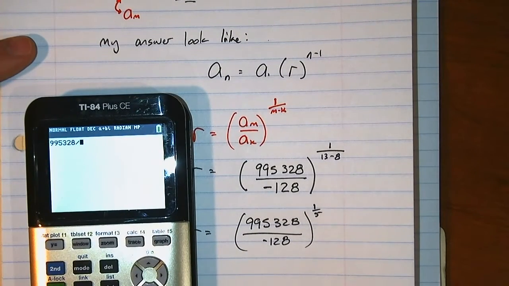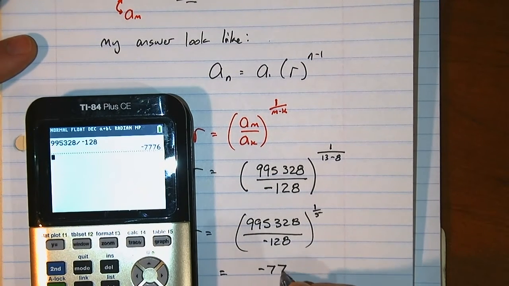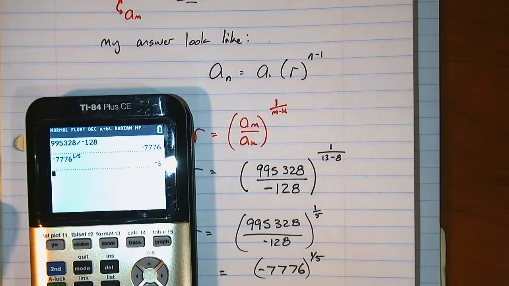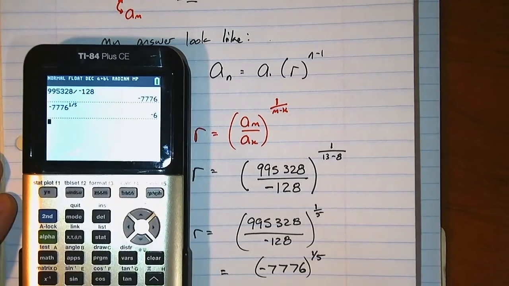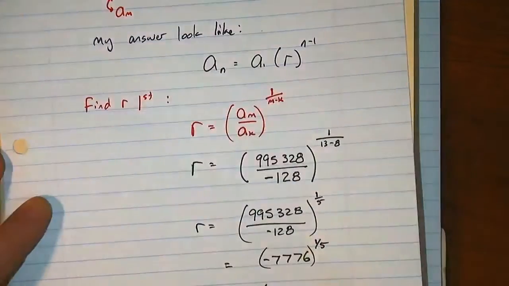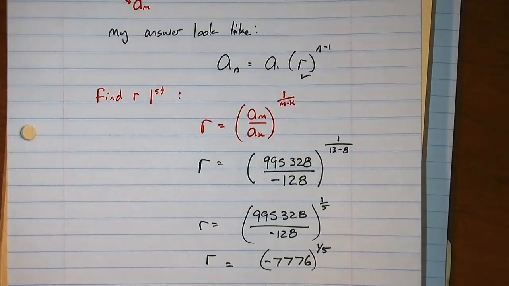995,328 divided by a negative 128. And so I get this, a negative 7,776. And now I'm going to raise that to the 1/5 power. And that gives me R is equal to -6. R is equal to -6. So now I know what R is. R is equal to -6.